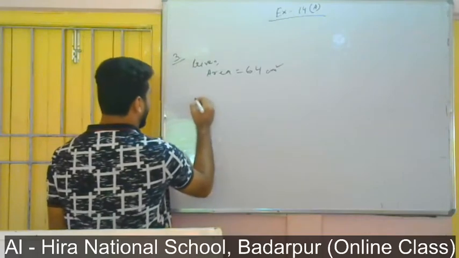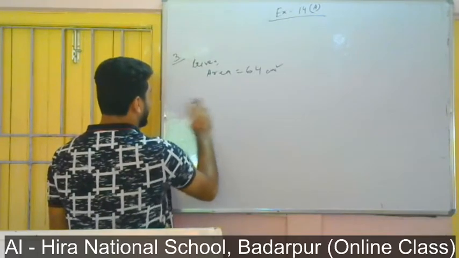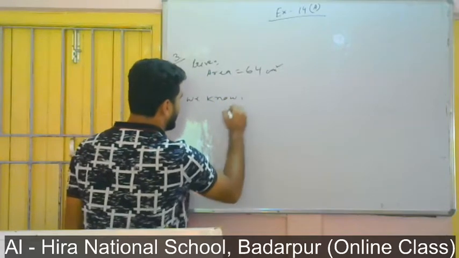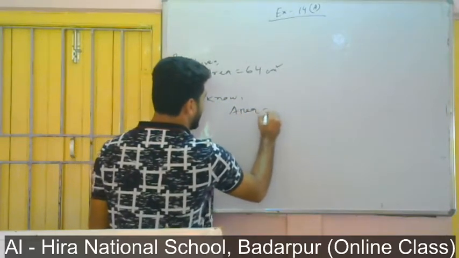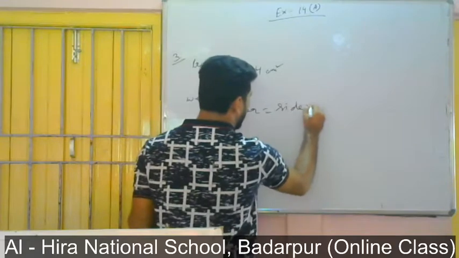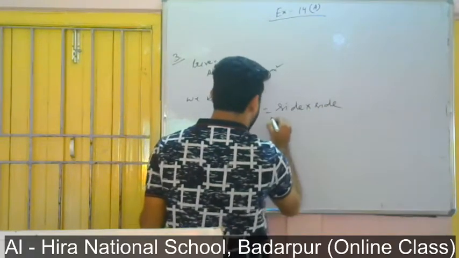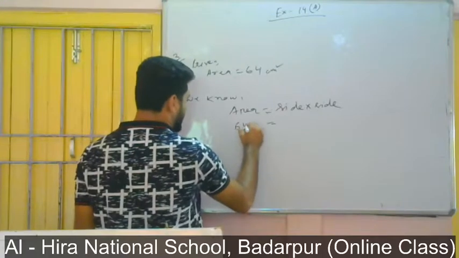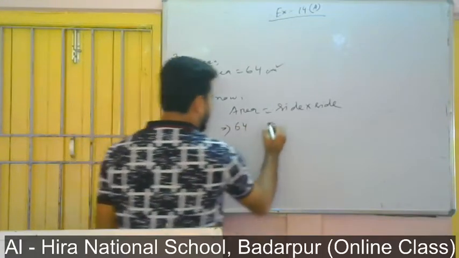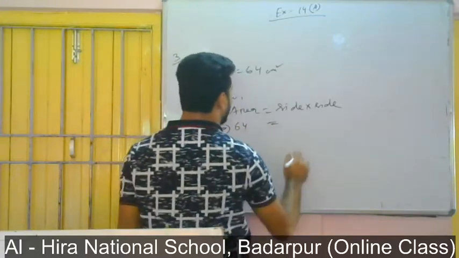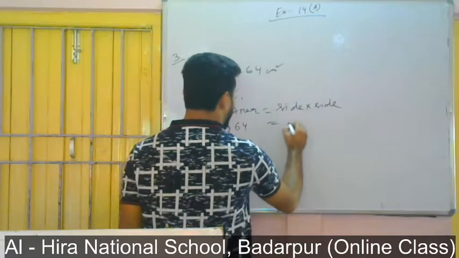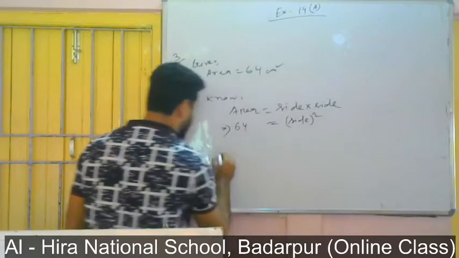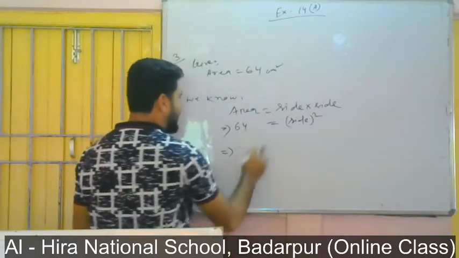So write, we know area equals to what? Side into side. Okay, side square. So in place of area I'll write what? 64. Okay, then side into side means what? Side square. You can write side square.